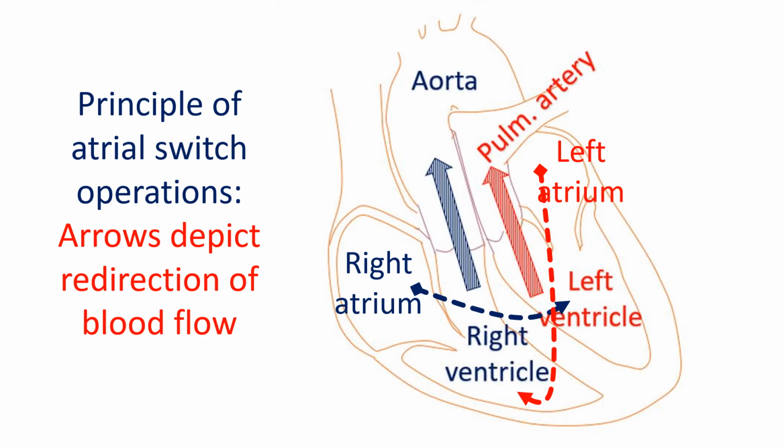So, though the position of the arteries is not corrected, the type of blood which they receive is what they should have received normally. Hence, it is a functional correction of transposition of great arteries. Just as we say, double negative becomes positive.